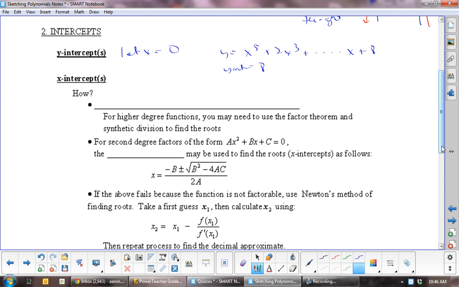That's the quick one. The not so quick one is the x-intercepts. This is where you let y equal 0. So then you would have 0 equals x to the 5th plus 2x to the 3rd plus x plus 8. And you'd have to go and factor that to be able to find what would make that thing hit the x-axis, right? The zeros, the x-intercepts, the roots.